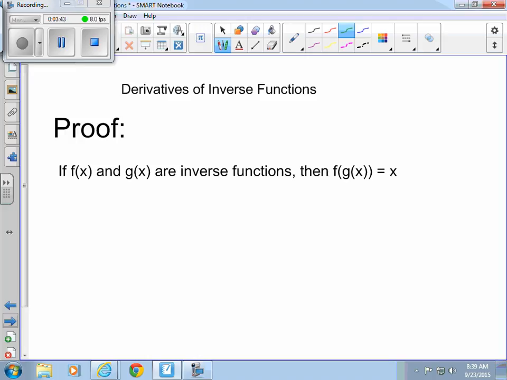Okay, so I'm going to go through the proof of the inverse derivative. If f and g are inverse functions, then f of g of x equals x. You learned that in Algebra 2 at some point. So I'm going to look at this derivative implicitly just for a moment. We're going to look at what the derivative of the inverse looks like. Can I take this derivative? What is the derivative of f of g of x?